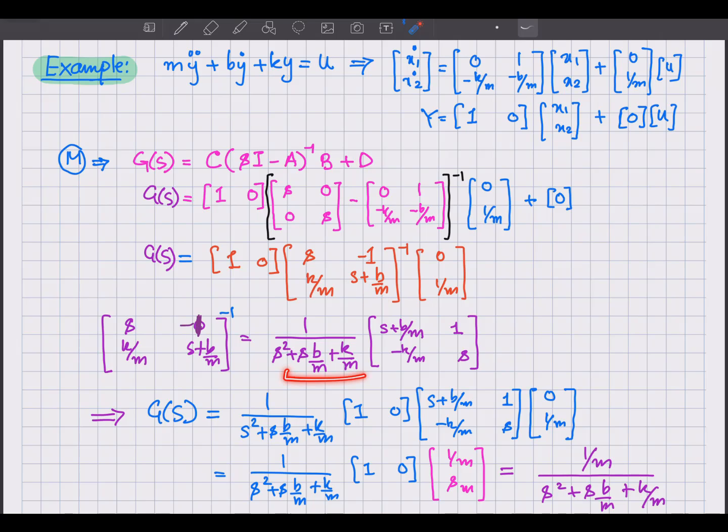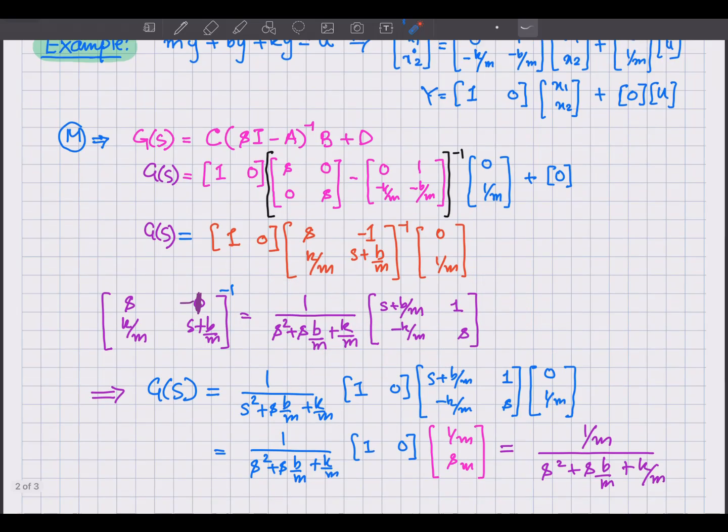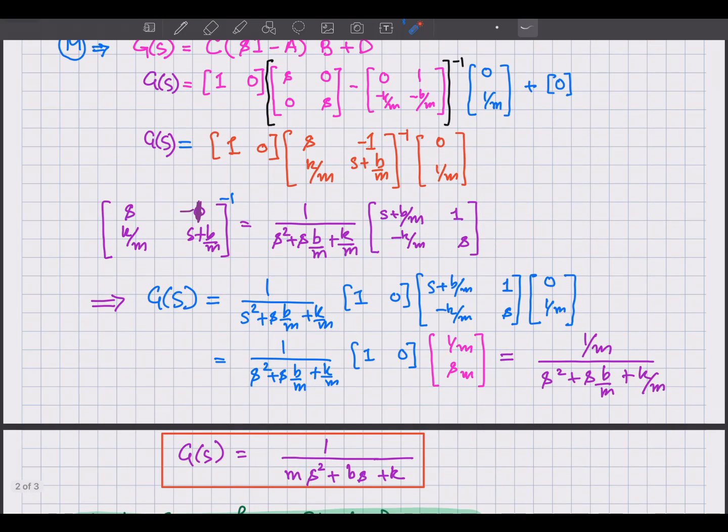So now using this inverse over here, this is this term, and this matrix from here, and this one from here, and this one from here. Okay, so now if we multiply these two matrices, we are going to get this one, and then if we multiply these two matrices, this is of order 1 cross 2 and this is of 2 cross 1, so the resultant is 1 cross 1, so that is 1 by m.